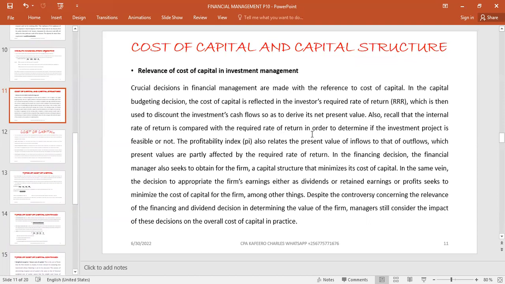I hope you now know how we compute the required rate of return that we will be using in every topic that requires investment or capital budgeting decisions. When we are done with that, we can proceed to other topics like working capital management, where we look at how cash is managed within the organization.